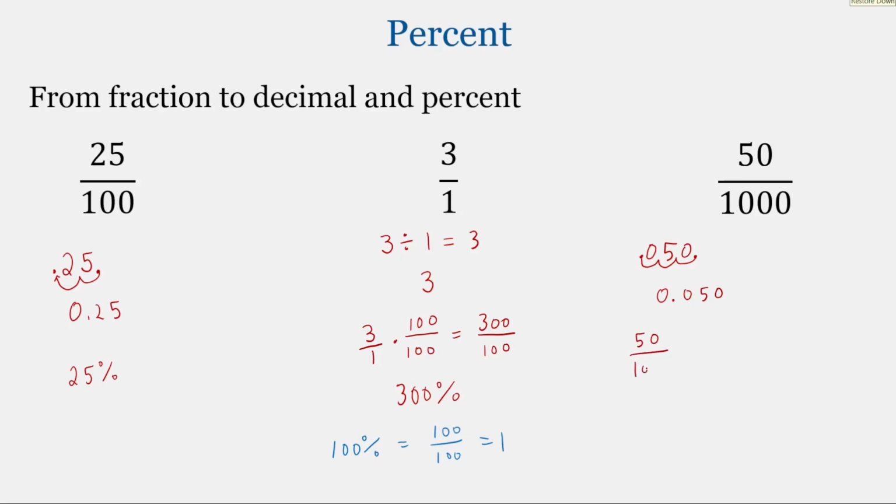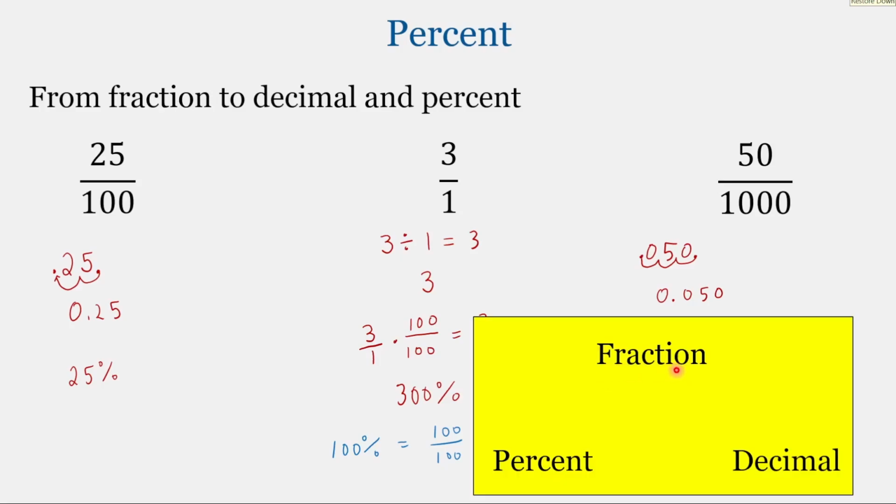Now let's look at this fraction in percent form. So we have 50 over 1,000. So our denominator is 1,000. What we want is a denominator of 100. So we're going to divide both the numerator and the denominator by 10, or we'll multiply by 1/10. This will give us 5 in the numerator and 100 in the denominator. So we have 5 over 100. That's 5%. If we're given a fraction, we can go directly to both percent and decimal.